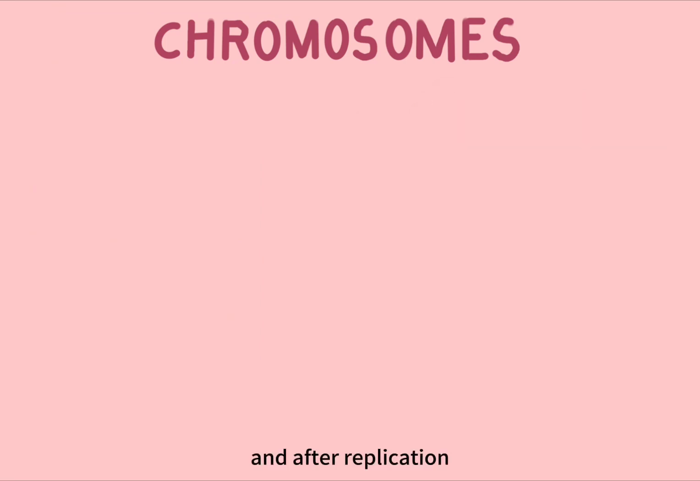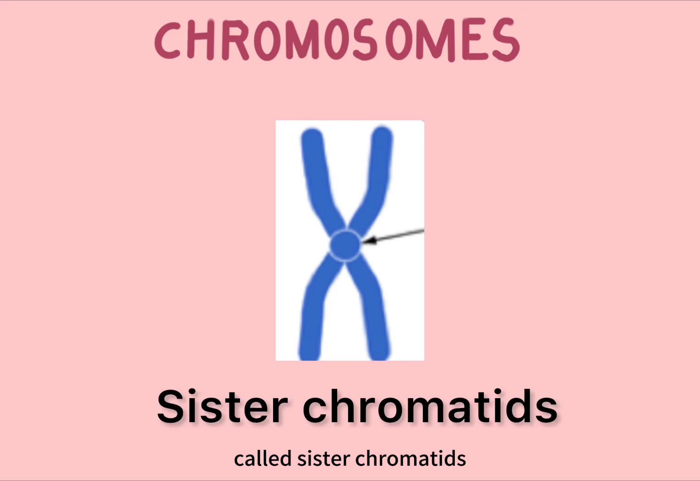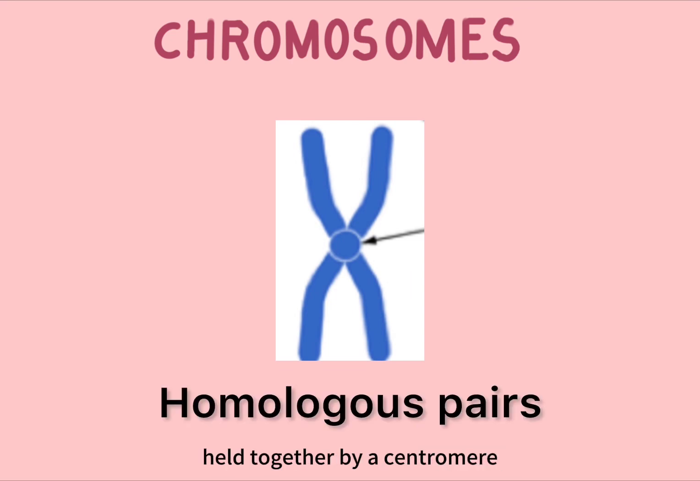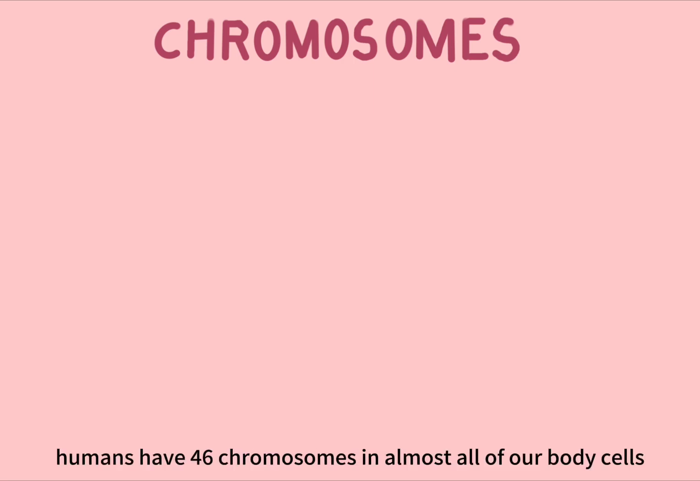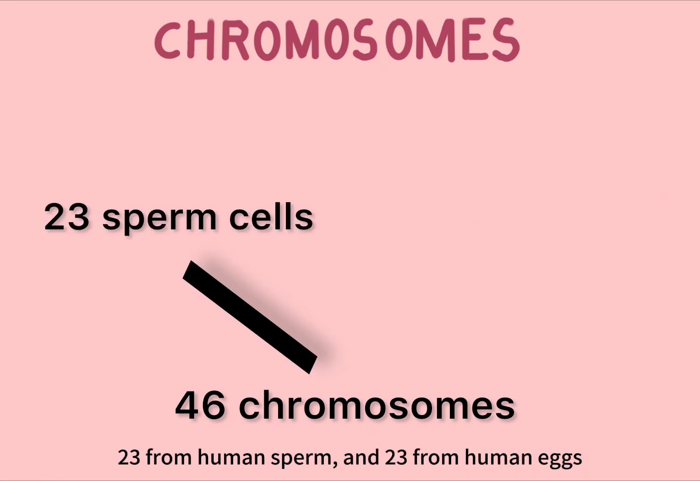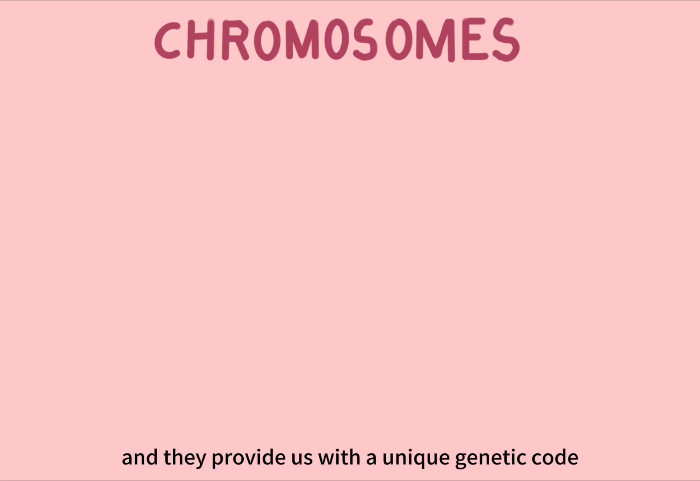And after replication, there are 2 identical chromatids called sister chromatids, and now they're in homologous pairs, held together by a centromere. Fun fact, humans have 46 chromosomes in almost all of our body cells, 23 from human sperm and 23 from human eggs, and they provide us with a unique genetic code.